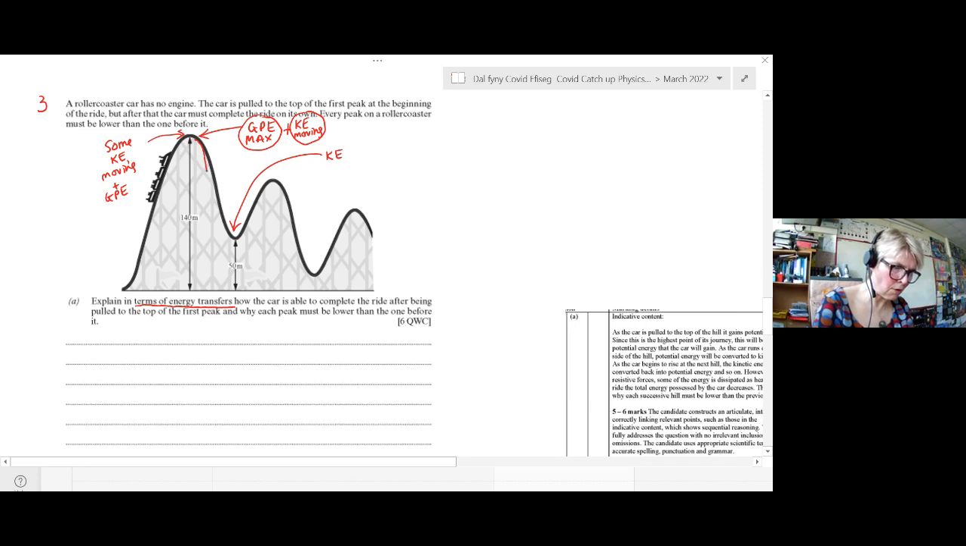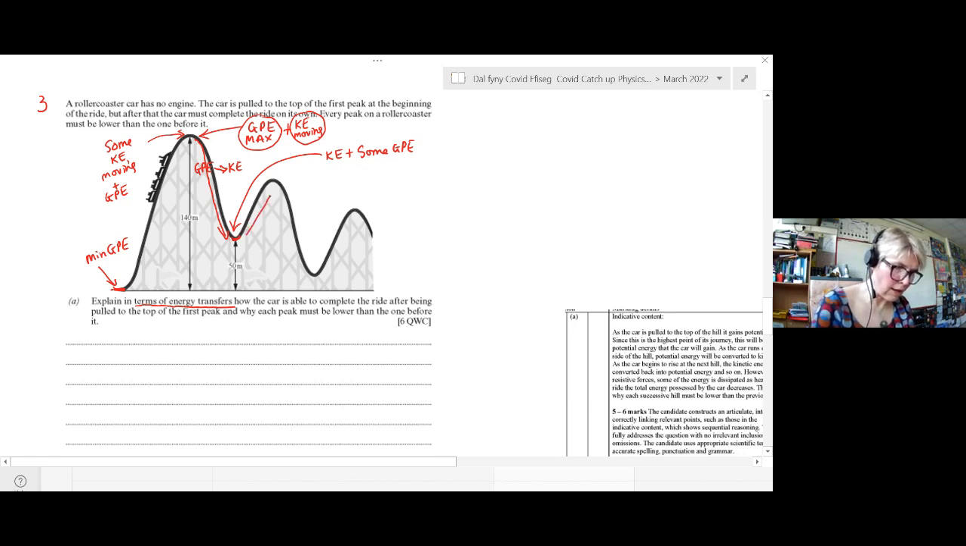So as it comes down from the top to the bottom, the energy transfer is gravitational potential energy into kinetic energy. And then when it gets to the bottom, it hasn't got a minimum gravitational potential energy, because that would be at the very, very bottom. But here it's still got a height. So that tells me that there will be some gravitational potential energy as well as kinetic energy in the dip here.